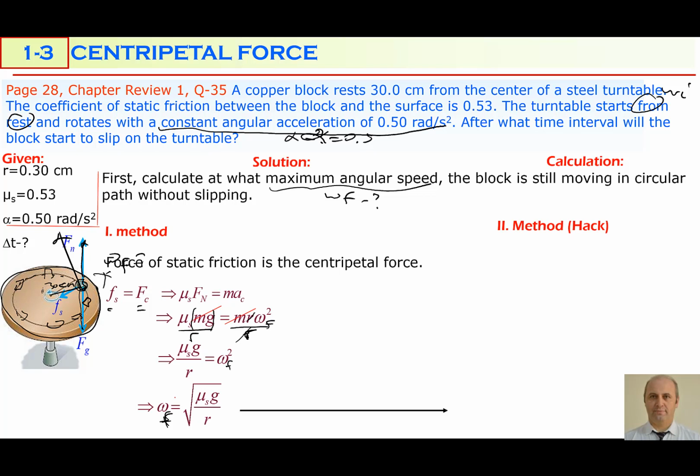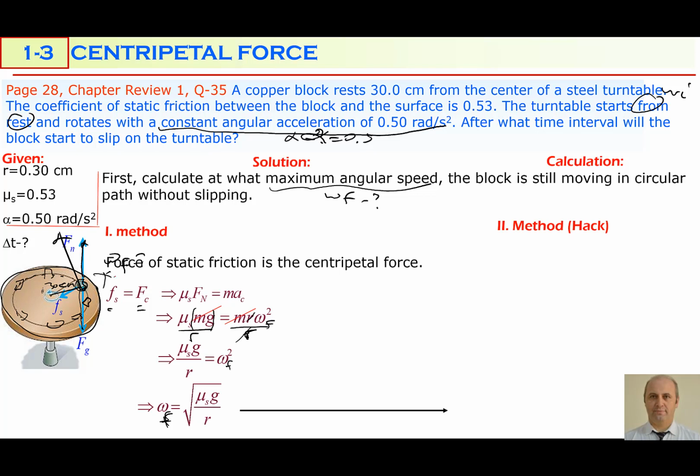And now insert mu s. Mu s is given as 0.53, g is 9.81, r is equal to 0.3. When we insert them all, we are going to calculate what the final angular speed is.